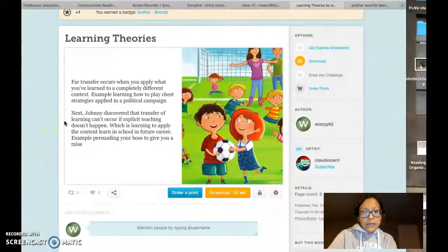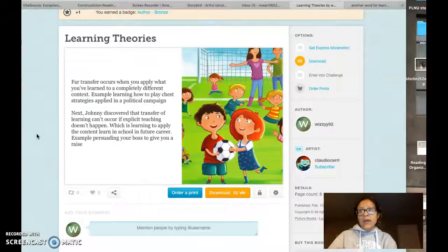And Johnny believed that transfer of learning can occur if explicit teaching happens, which is learning to apply the content learned in school in a future career. So it's an example, explicit teaching.